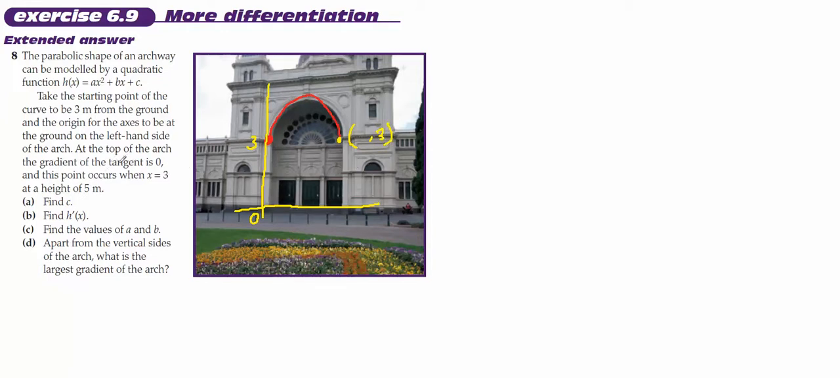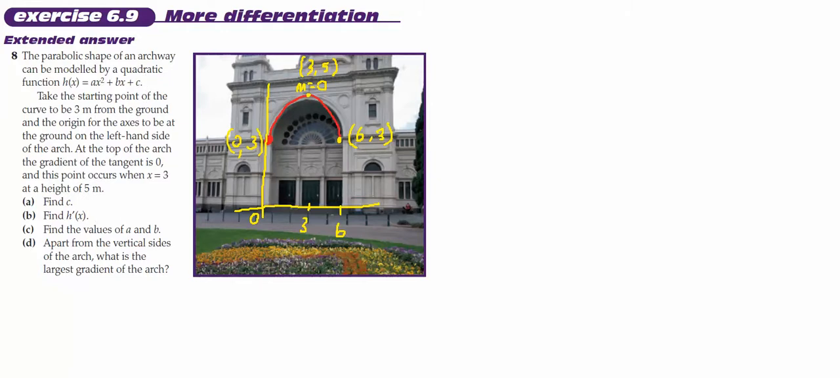At the top of the arch, the gradient of the tangent is 0. Therefore, at the top of the arch, the gradient of the parabola is 0. And this point occurs when x equals 3 and a height of 5. So I know that's at 3 and that will be (3, 5). Since it's a parabola, I then know that that will be 6, and that's (6, 3) and (0, 3). Okay, find c.